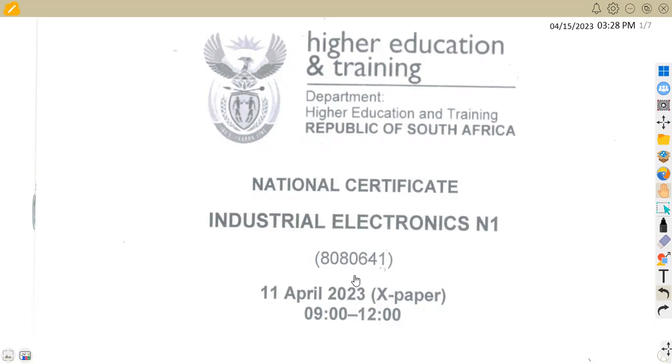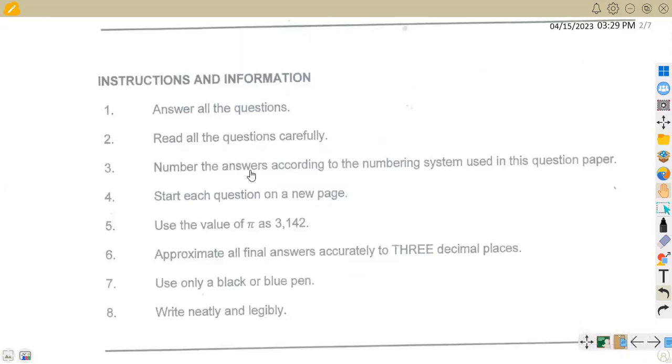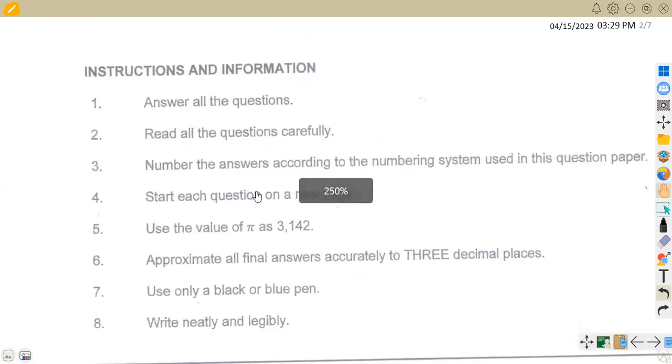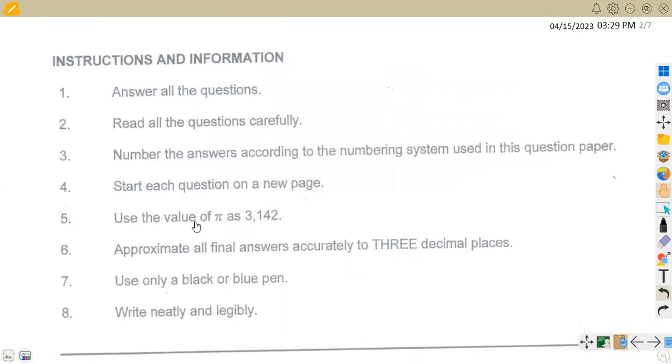We have the question paper which was written in April 2023 that we are going to work on as our revision, so that we can see how we're supposed to attempt these typical questions. We are given first our instructions and information, especially to take note of the value of pi, which is 3,142, and approximate all final answers accurately to 3 decimal places. That's what you're given in this case.